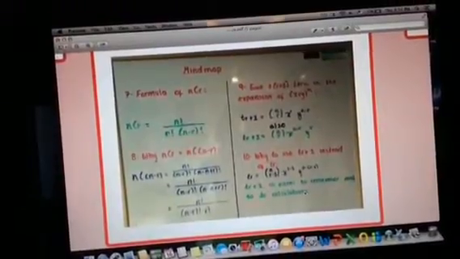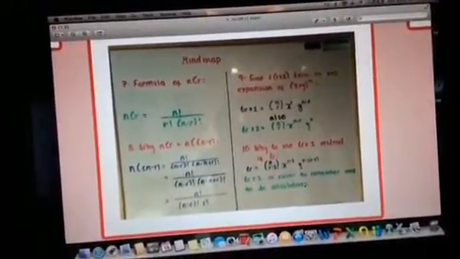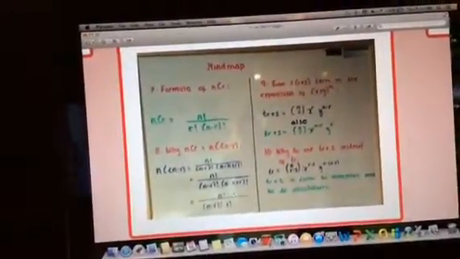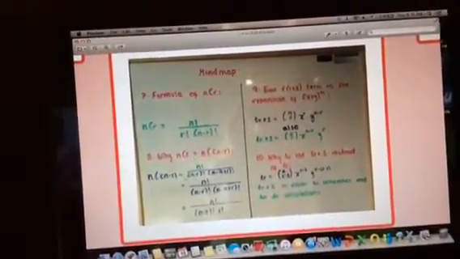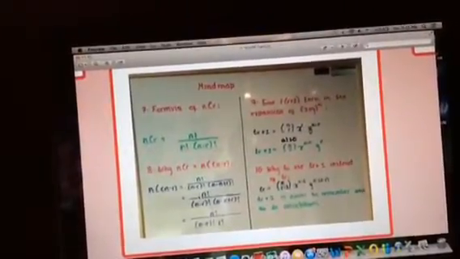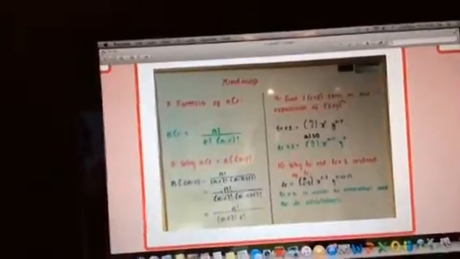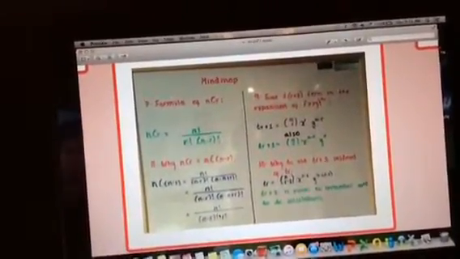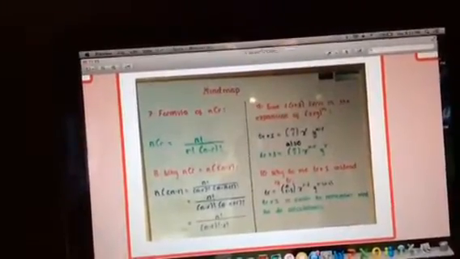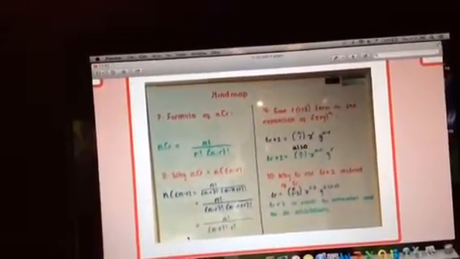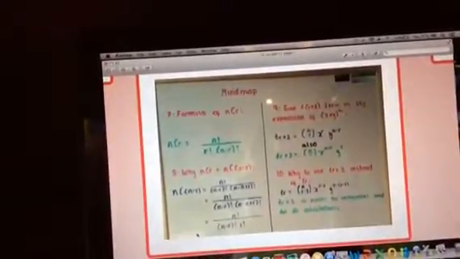And why is n choose r equal to n choose n minus r? Well, we can see that n factorial over (n minus r) factorial times (n minus (n minus r)) factorial is the same as saying n factorial over (n minus r) factorial times r factorial.